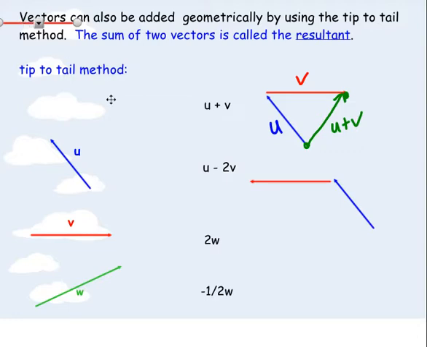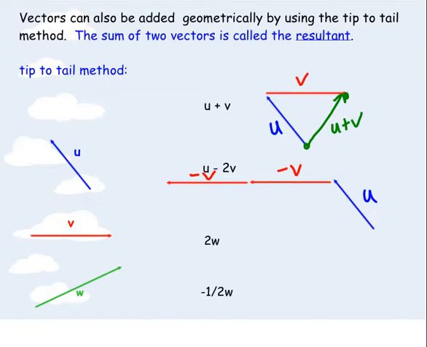So I'm going to take my second one, start it where the first red one ended. Okay, so I'm going to label these. Here's vector u. Here's a negative vector v. It's going in the opposite direction. And here's another negative vector v for -2 v's.